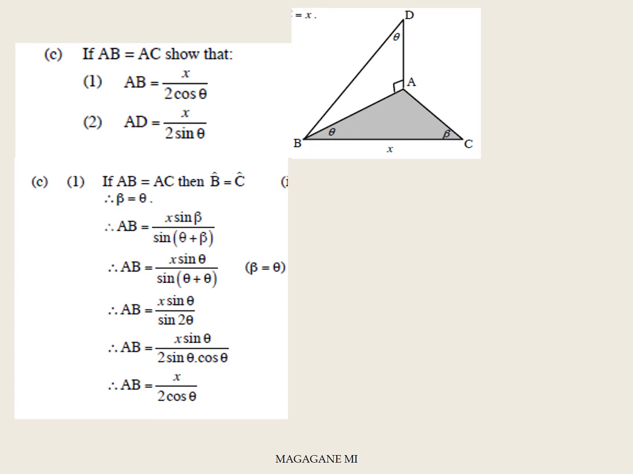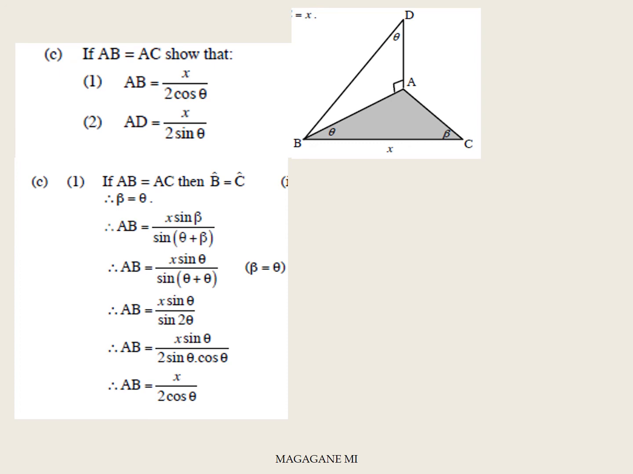Since sine 2 theta is a double angle, we change it into 2 sine theta cos theta. And then sine theta cancels sine theta. We are left with x over 2 cos theta. Right, in the next question, number 2, we want to prove that AD equals x over 2 sine theta.